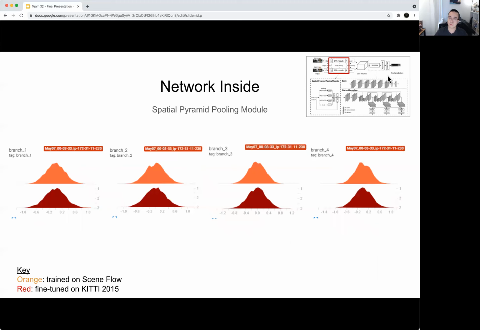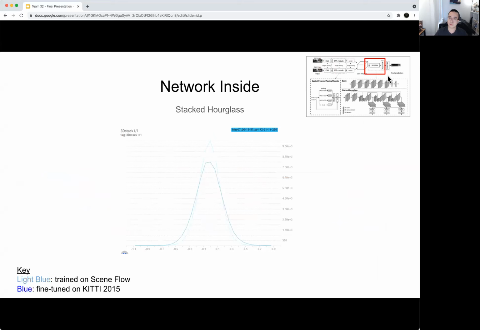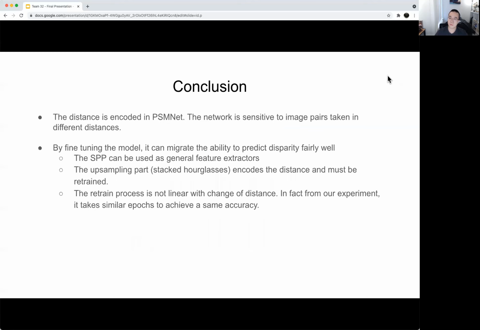Additionally, both models have similar kernel weight distributions in the spatial pyramid pooling module, as well as in diffusion layers before cost volume generation. Closer examination indicated that weight distribution differences occurred in the stacked hourglass. The light blue line shows the weight distribution for the model trained on SynFlow, while the dark blue line shows the weight distribution for the model fine-tuned on KITTI 2015.